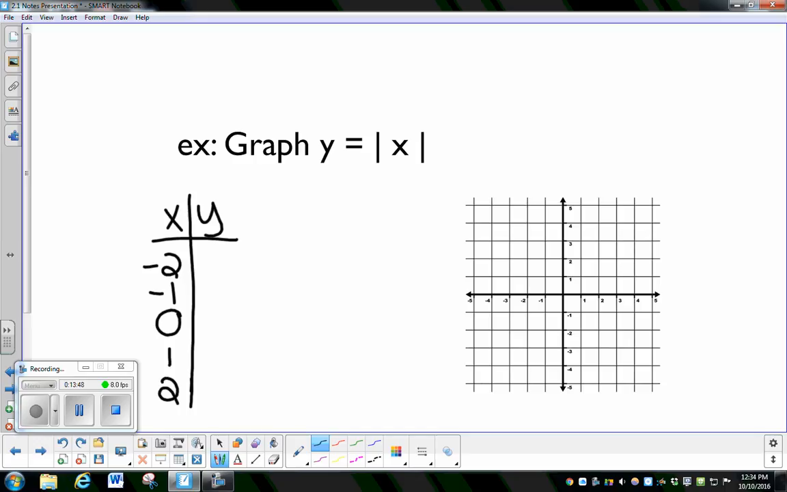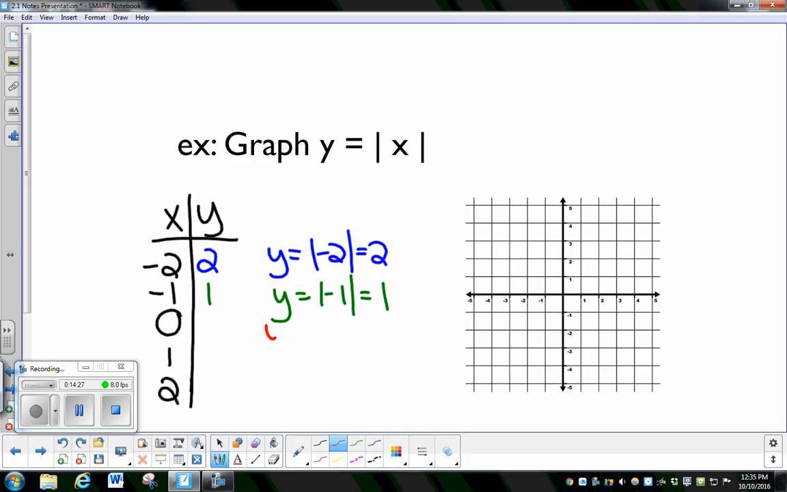So now what you're going to do is just plug those values of x into your equation and find out what y ends up equaling. So for example, if I plug negative 2 in my equation, I get y equals the absolute value of negative 2. Well, the absolute value of negative 2 is 2. So my y value there is 2. Now I'm taking negative 1 for my x value, so y equals the absolute value of negative 1, and that's 1. Y is 1.